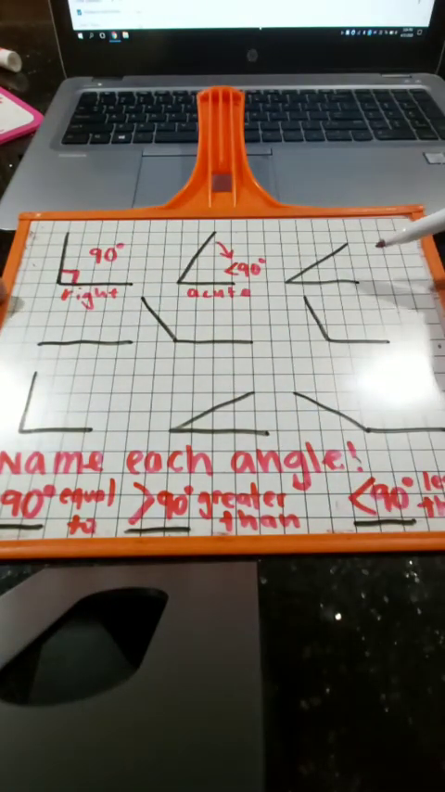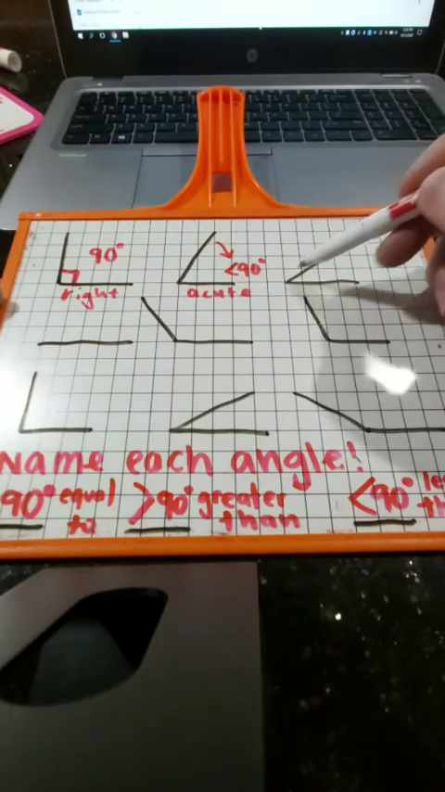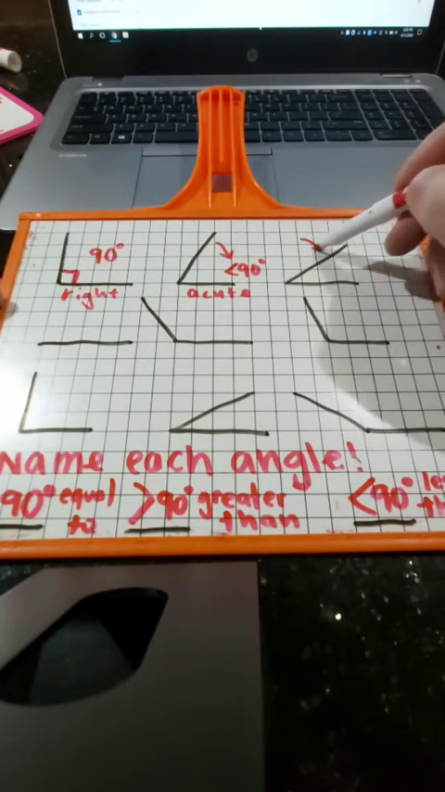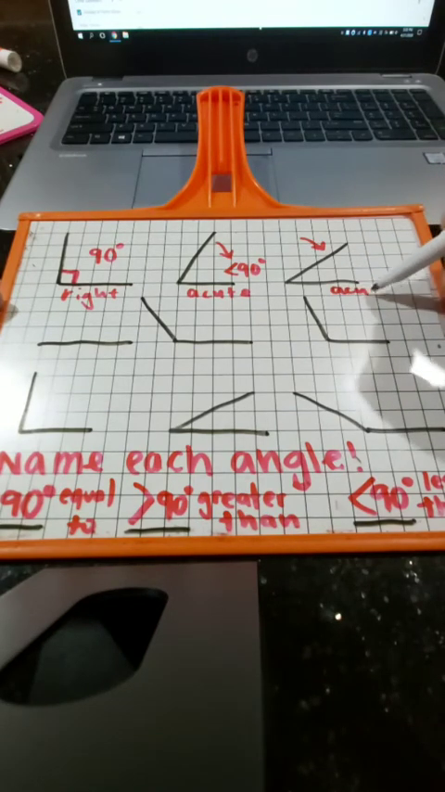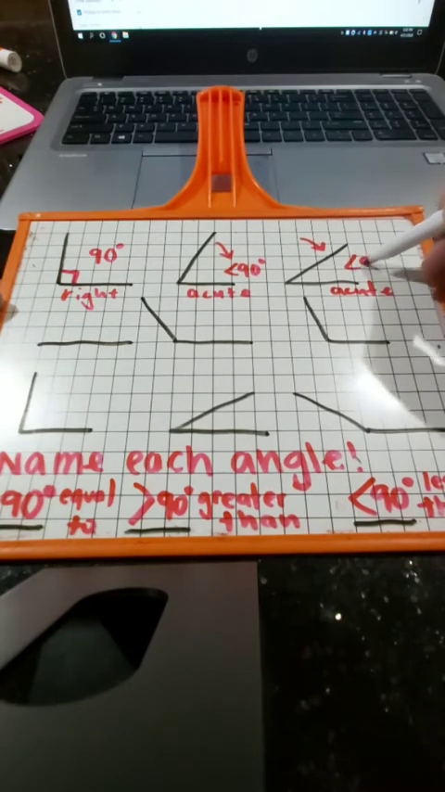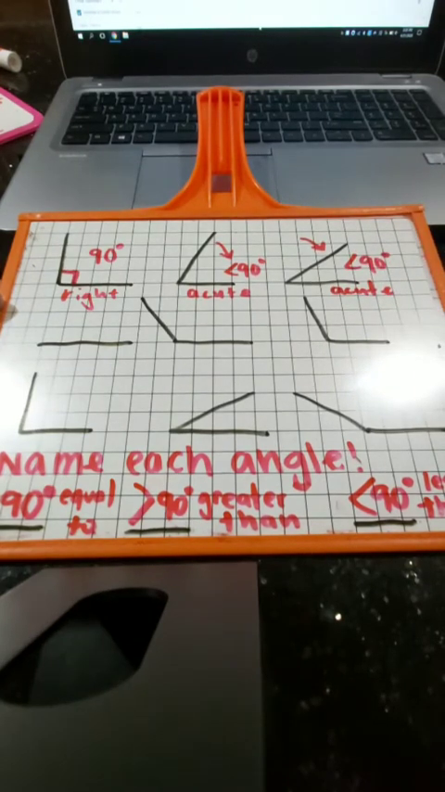All right. Now, this one, again, which way is the angle falling? Yes, once again, it is falling inward. It is getting smaller. The angle is getting smaller, which means it is an acute angle. And again, it is less than 90 degrees.